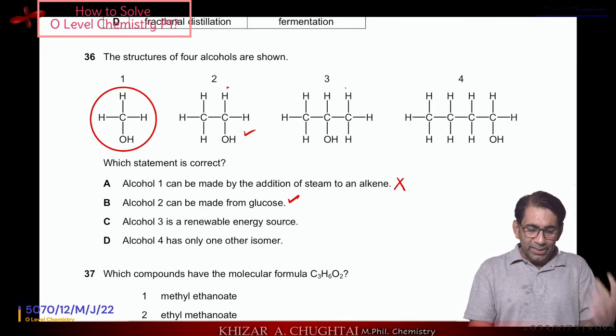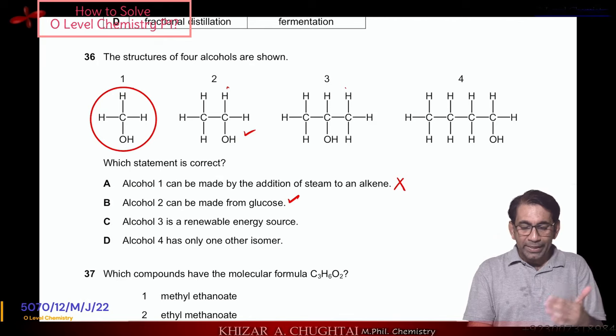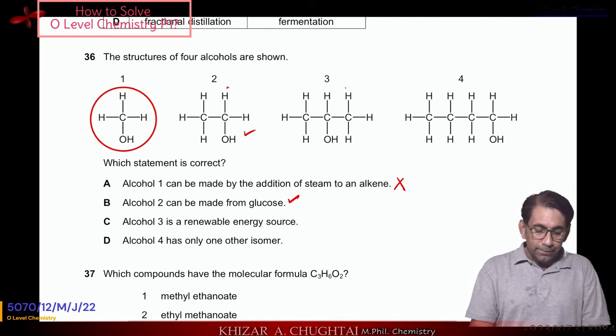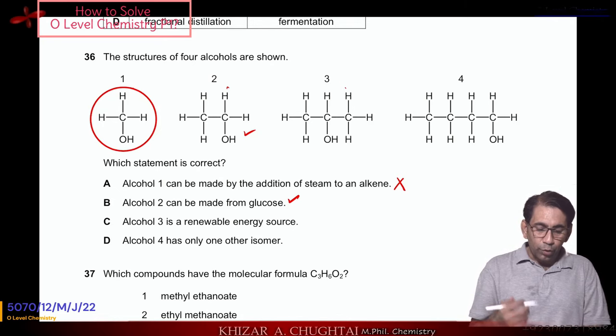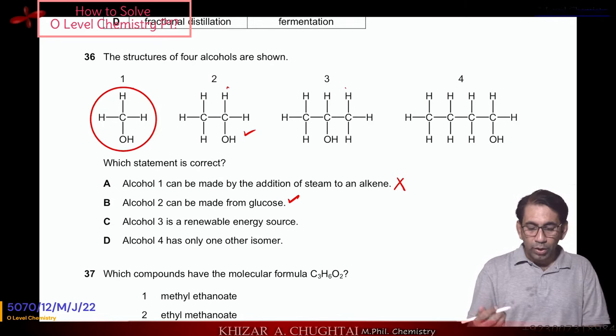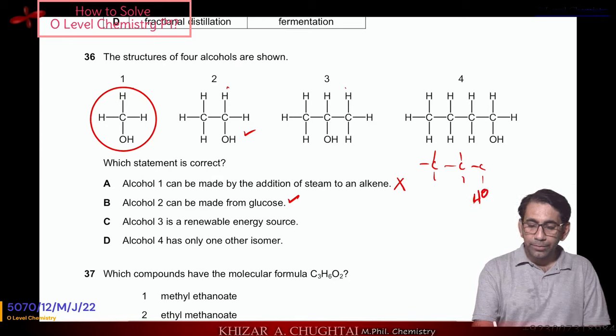However, I'm going to check the rest of the options. Alcohol 3 is a renewable energy source. Alcohol 3 is not a renewable energy source basically. And the fourth one, alcohol 4, has only one other isomer. It may have more than one isomer. I'm going to draw its other isomer. It may be written as OH over here.